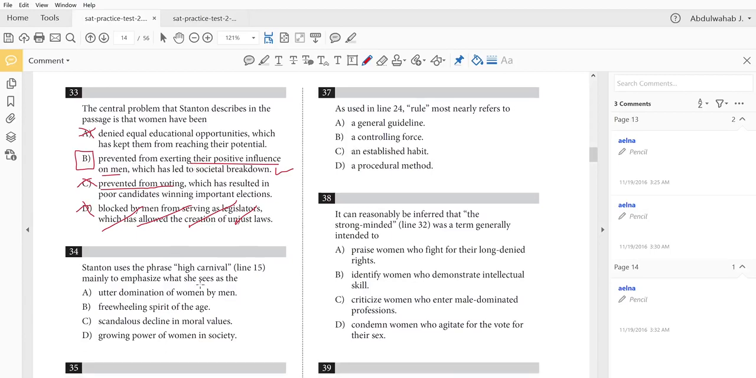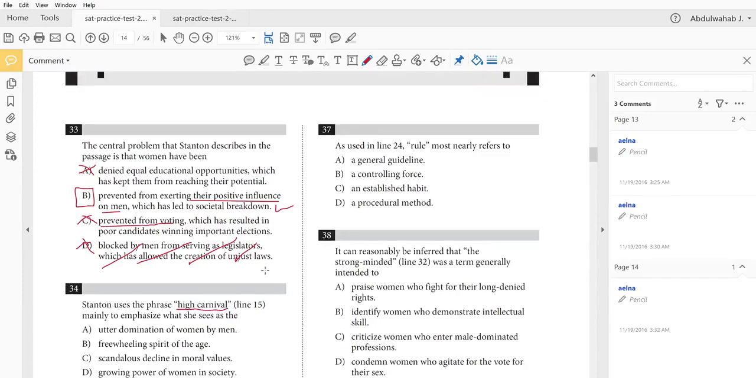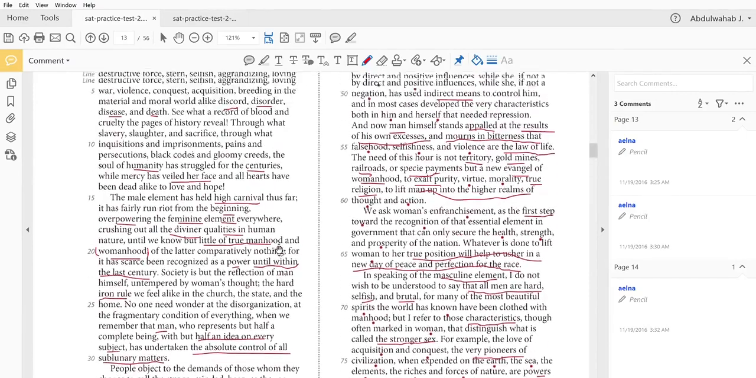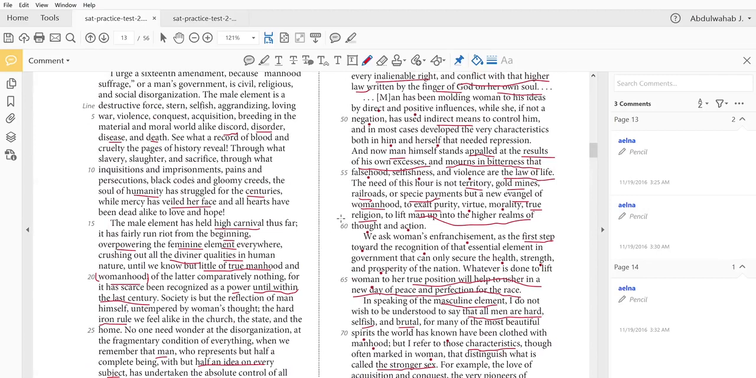Now, Stanton uses the phrase high carnival in line 15 mainly to emphasize what she sees as the... Now, let's go back to line 15 to check how high carnival was used. I think we talked about it because it seemed quite a strange way of expressing oneself. The male element has held high carnival thus far. It has fairly run riot from the beginning, overpowering the feminine element everywhere, crushing out all the diviner qualities in human nature.